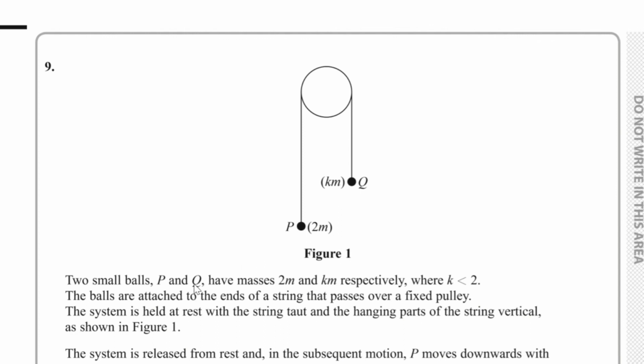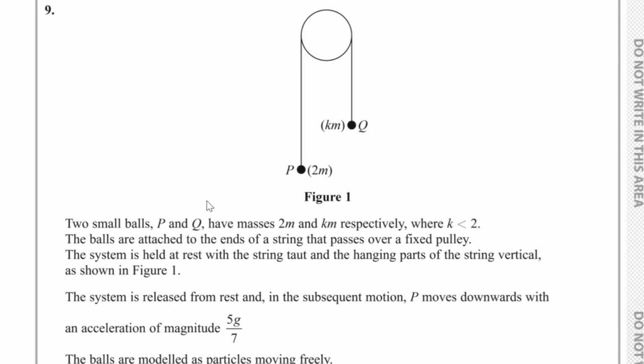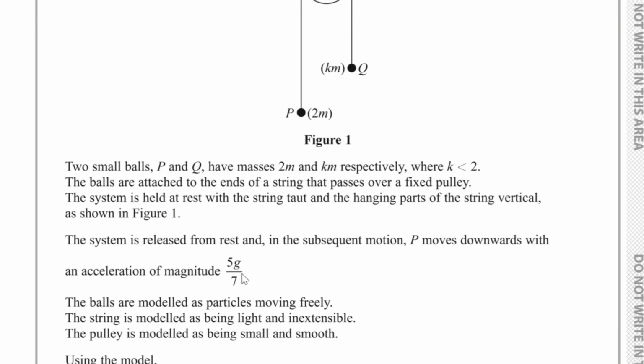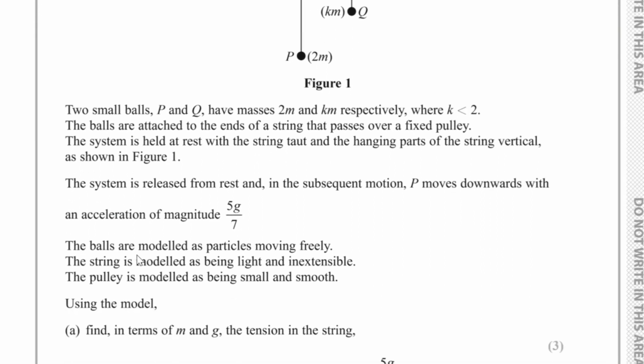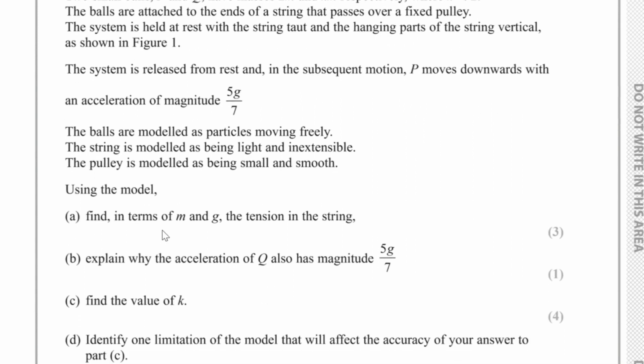Question number 9. Two small balls P and Q have masses 2m and km respectively, where k is less than 2. The balls are attached to the ends of a string that passes over a fixed pulley, as we see here. The system is held at rest with the string taut and the hanging parts of the string vertical as shown in figure 1. The system is released from rest, and in the subsequent motion P moves downwards with an acceleration of magnitude 5g/7. The balls are modelled as particles moving freely. The string is modelled as being light and inextensible. The pulley is modelled as being small and smooth. Using the model, we have to find in terms of m and g the tension in the string.